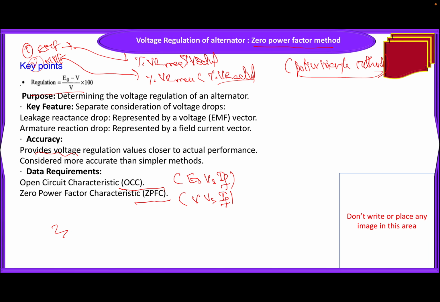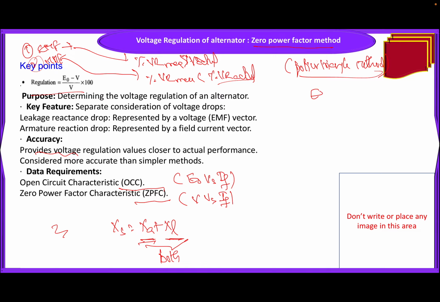What are the prerequisites for this? We require the open circuit characteristics as well as the zero power factor characteristics. In addition, we have XS equal to XA plus XL. In this method we are considering both XA as well as XL.